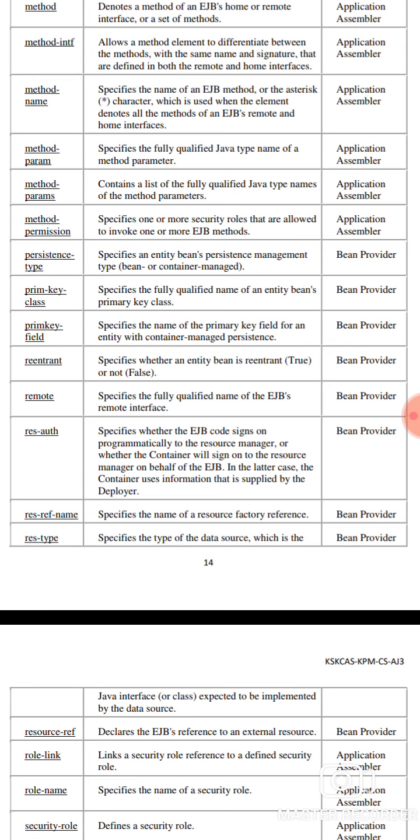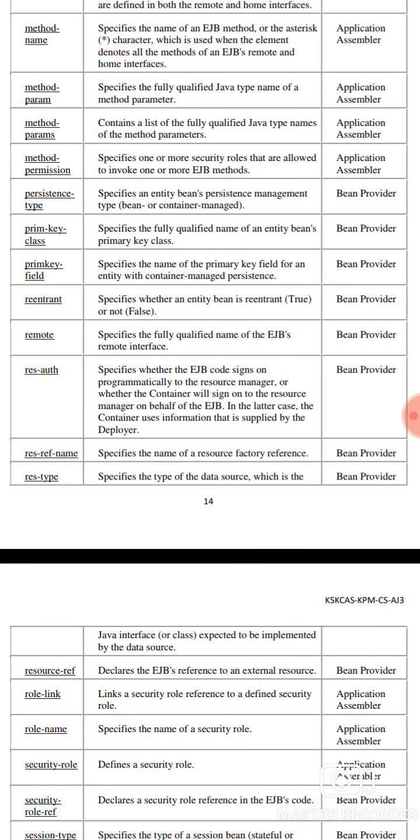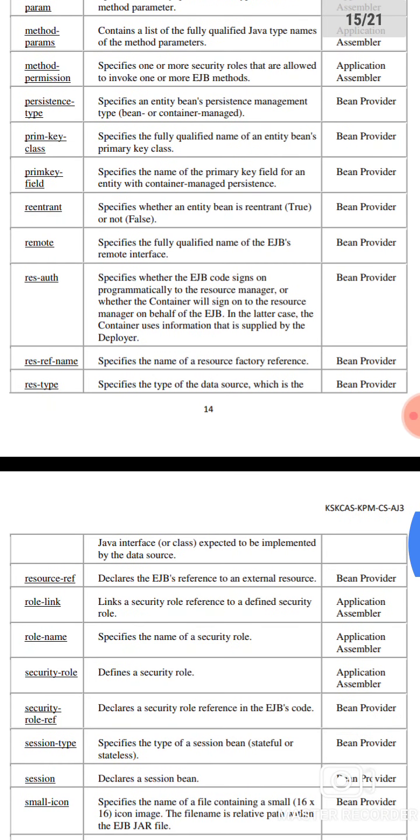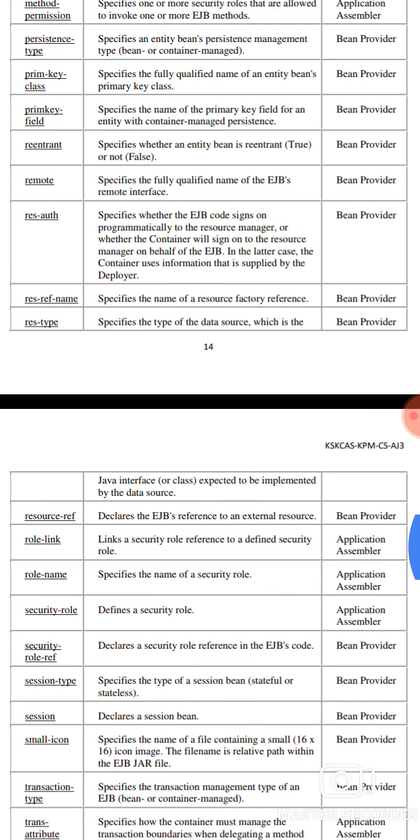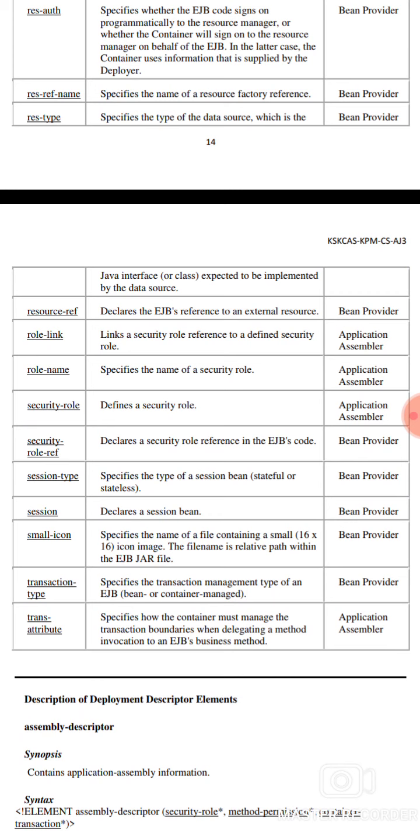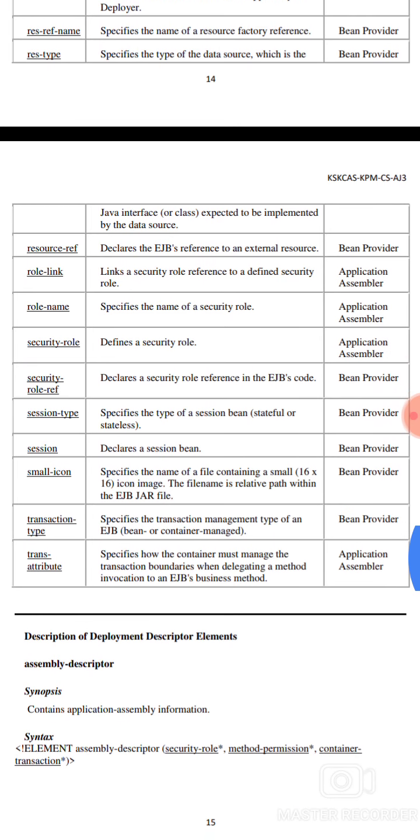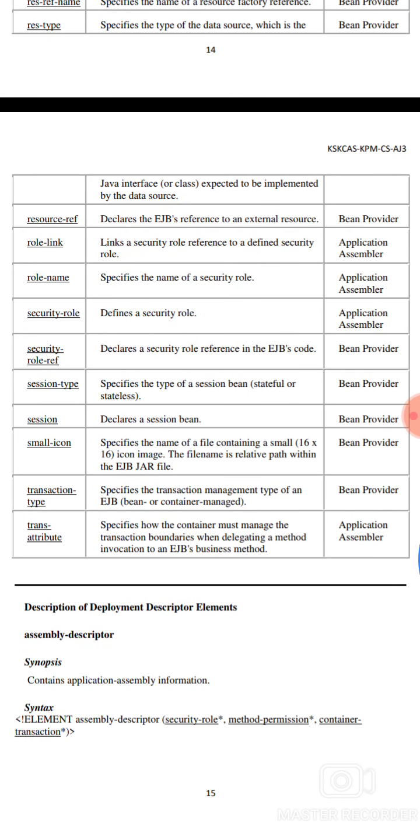EJB role: application assembler. The persistence type: specify the bean persistence management type. EJB role: bean provider. The prim key class: the fully qualified primary key class of the EJB. EJB role: bean provider. The primary key field: also manages persistence. EJB role: bean provider. Then the remote: specify the fully qualified name of the EJB remote interface. EJB role: bean provider. Then res type: specifies the type of the data source, for example a bean. EJB role: bean provider.